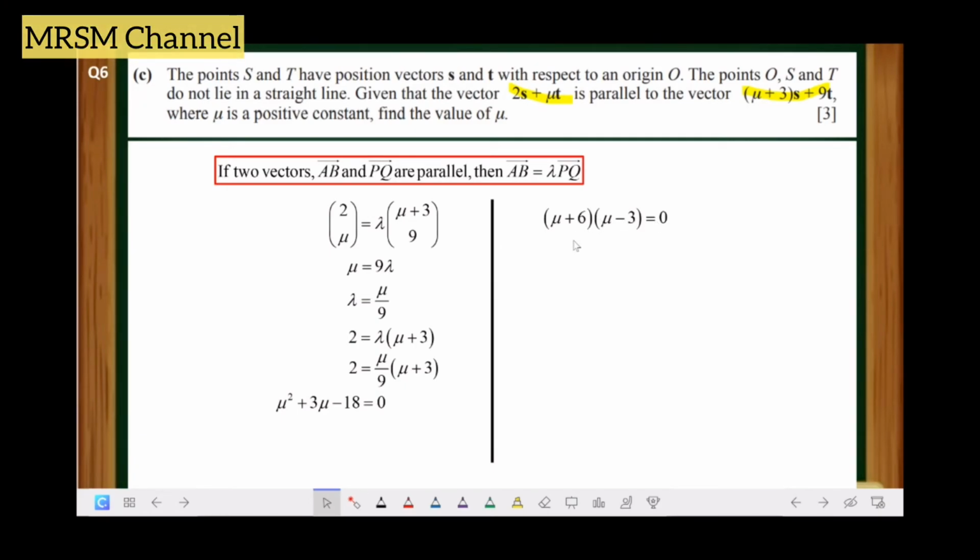Then we will get 2 values of mu. One is negative 6, the other is 3. Okay. But the question says mu is a positive constant. Find the value of mu. So we take mu is equal to 3. If we leave our answer here, what happens?